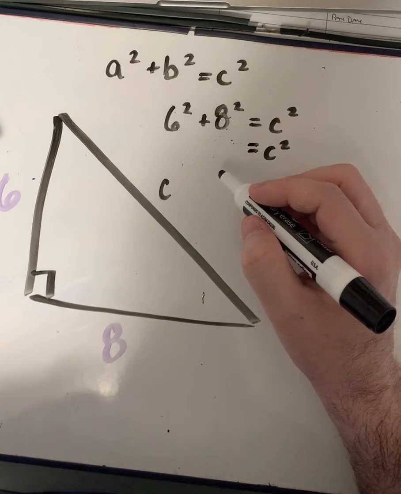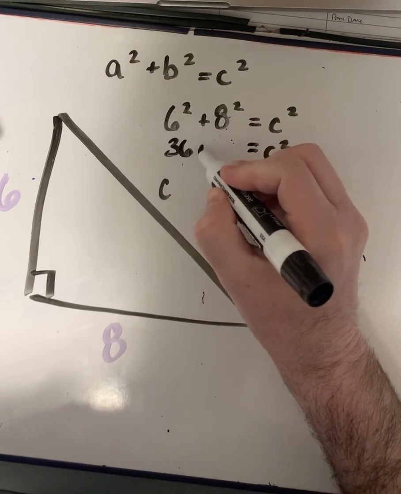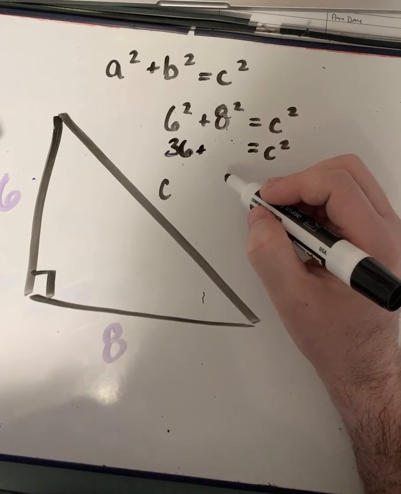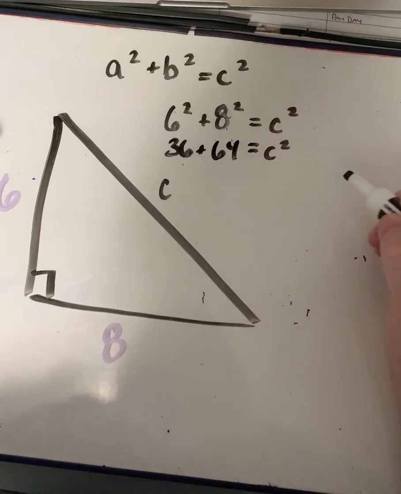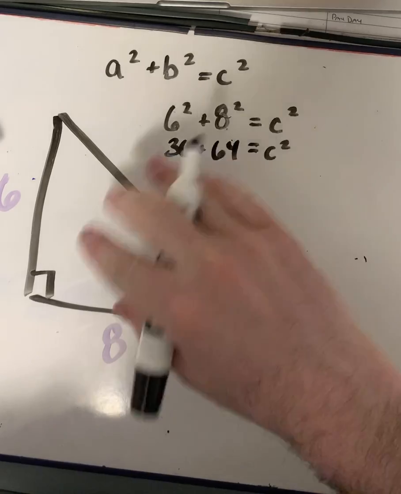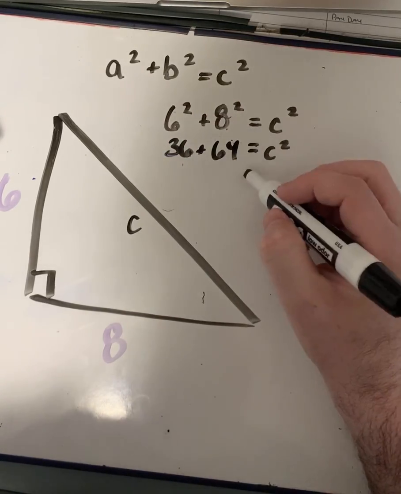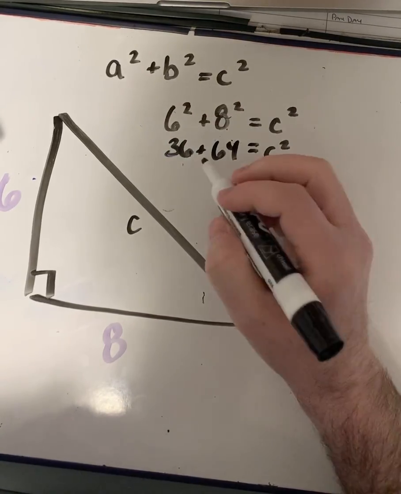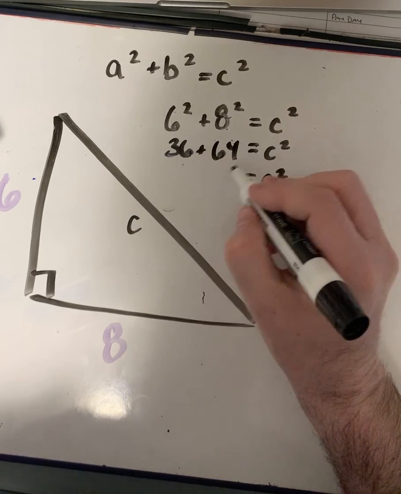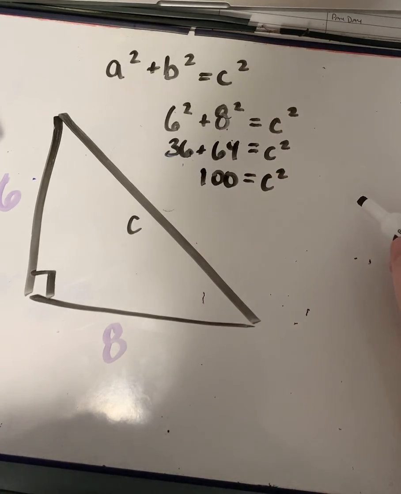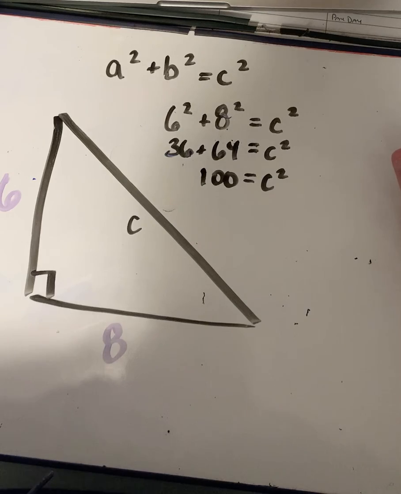I know that 6 times 6 is 36. I know that 8 times 8 is 64. Again, I'm communicating the entire time because I need to show my work. I still don't know what c squared is, but I know that it's 100 over here. So you might be like, okay, great, I found c squared. That's amazing. Well, this side is not going to be 100.